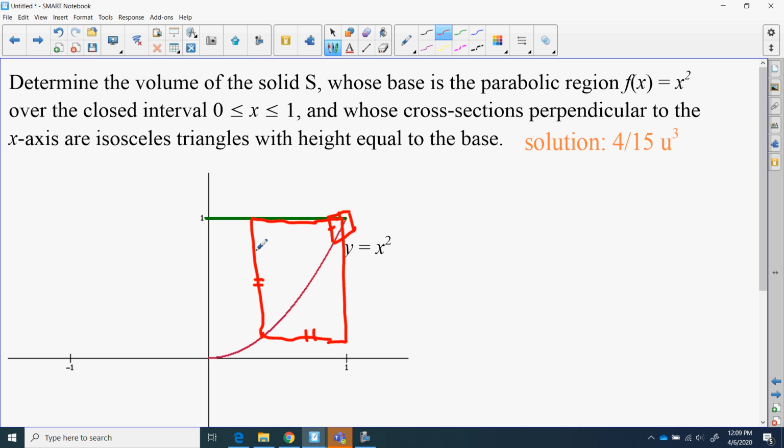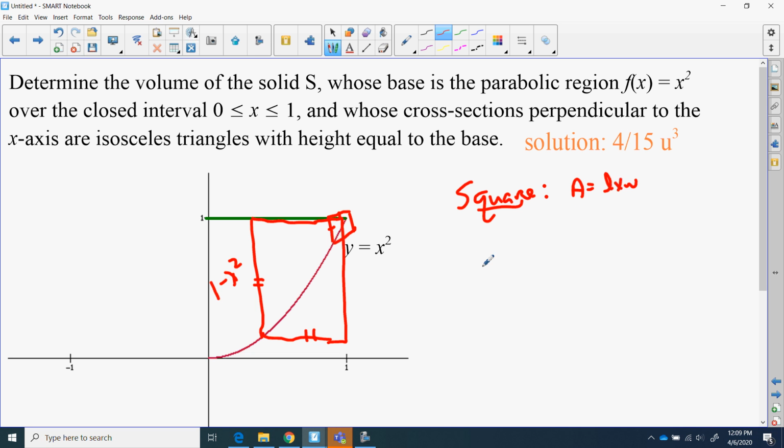Well, the length of this side, we use our whole upper minus lower notation. So the upper is just the line 1, and the lower, the y value here, is just x squared. So that would make the distance from here down to here be 1 minus x squared. So if I'm trying to get the volume of this object, it's the sum of the areas of the cross sections. And every cross section in this case is a square. The area of a square is just the length times the width, and they're both the same.